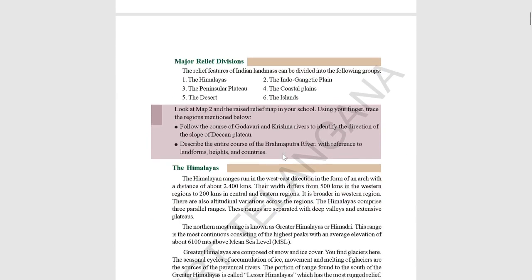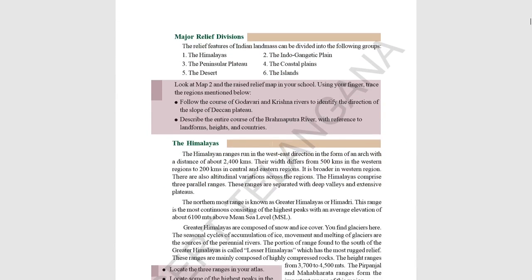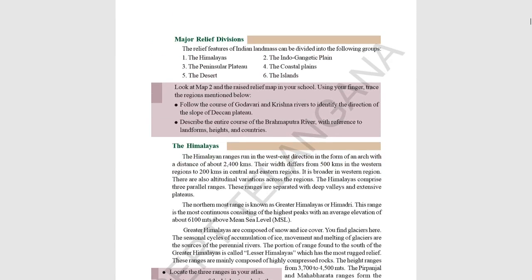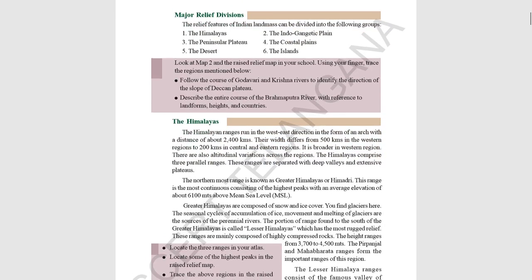And the major relief divisions we will learn in this chapter are these 6 things: the Himalayas, Indo-Gangetic Plain, Peninsula Plateau, Coastal Plain, the desert and the islands. These all are the major relief divisions of India. I will show you on the map where they are located and what is the importance of those.